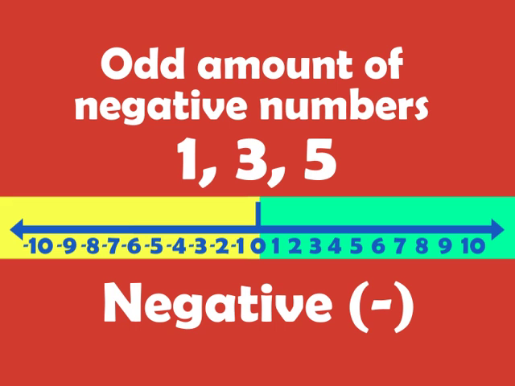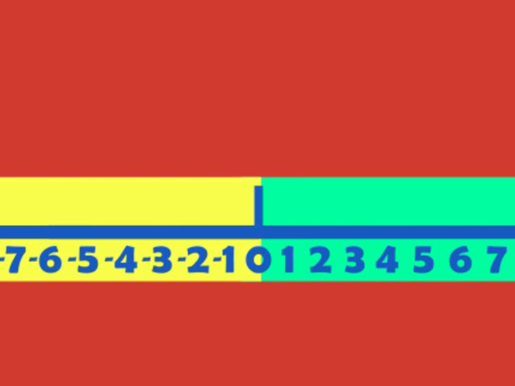To help you remember this rule, think about flipping back and forth on the number line. Without any negatives, you're on the positive side. With one negative, you're on the negative side. Then with two negatives, you flip back to the positive side. And with three negatives, you flip back over again to the negative side, and so on. Do you see the pattern?